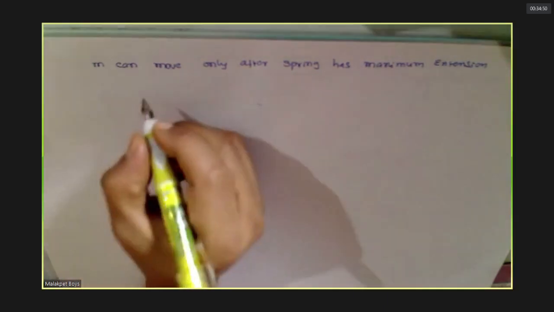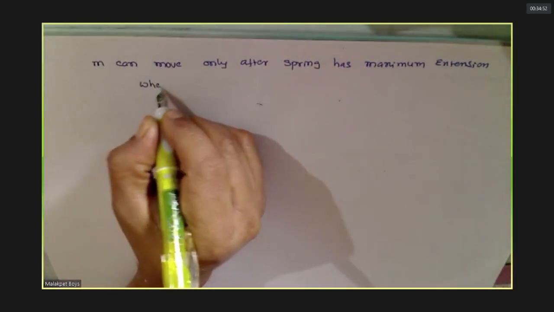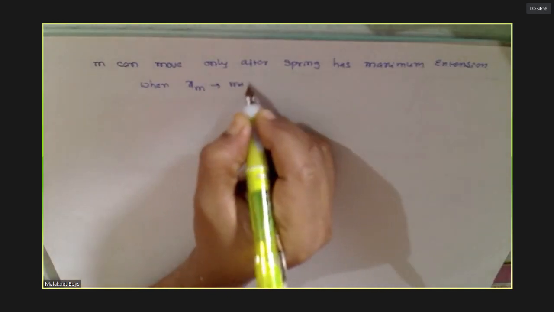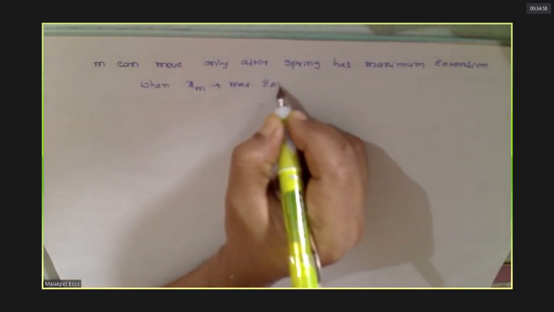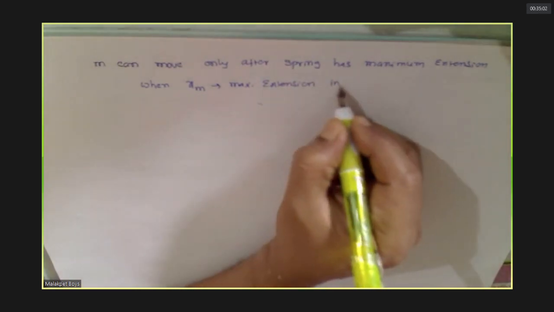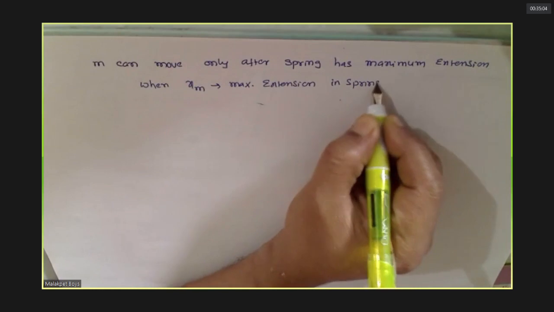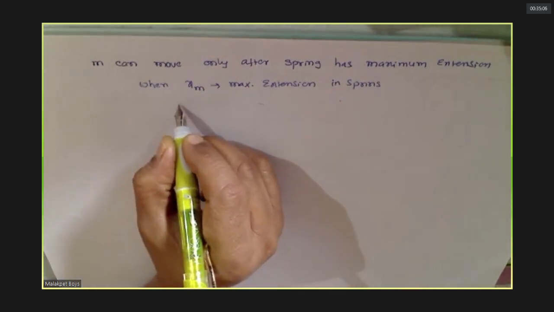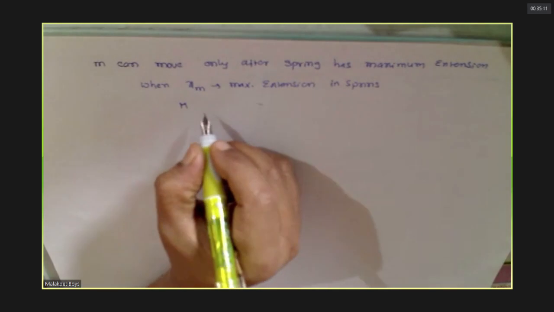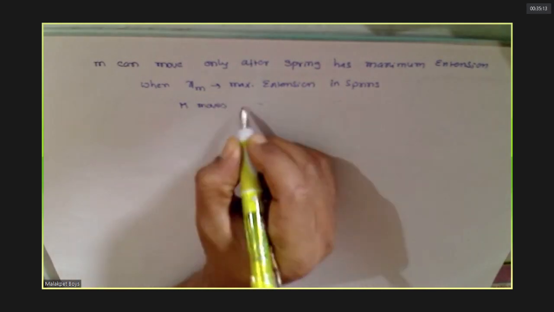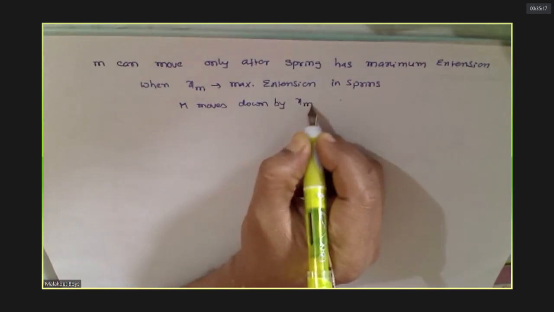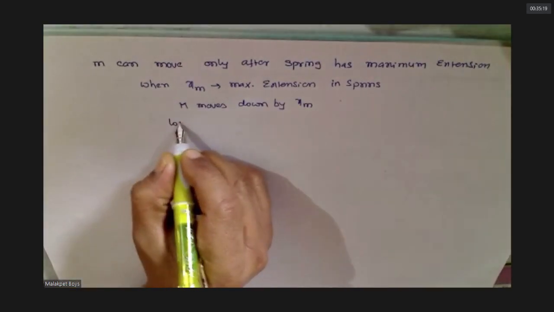Now, when xm is the maximum extension, you can see the block falls by how much? Yes, agreed, sir.